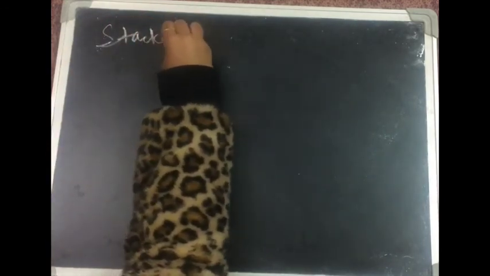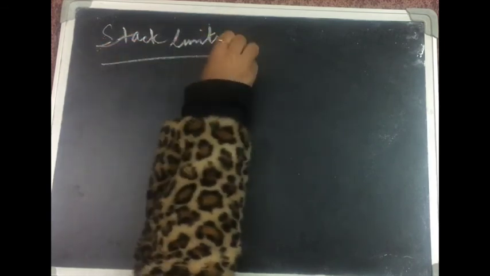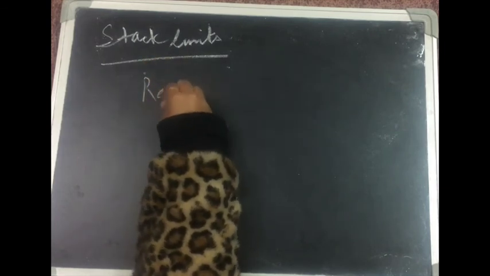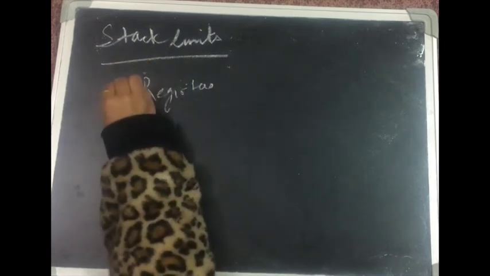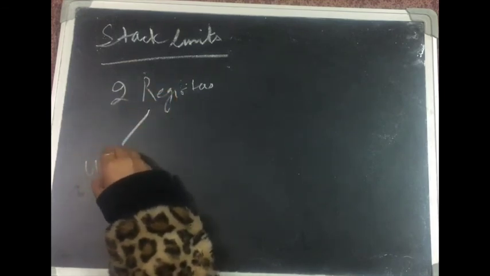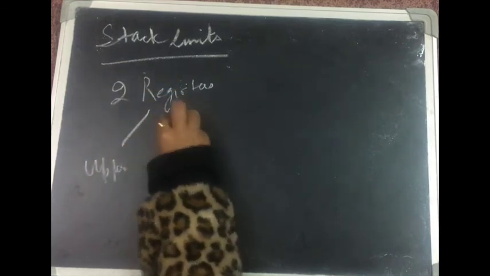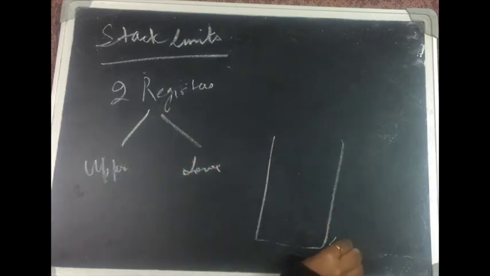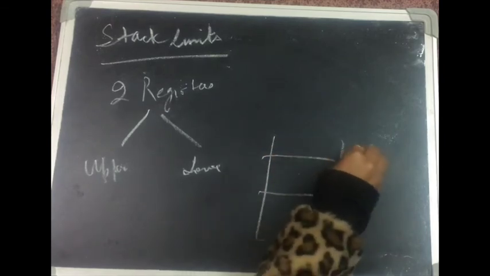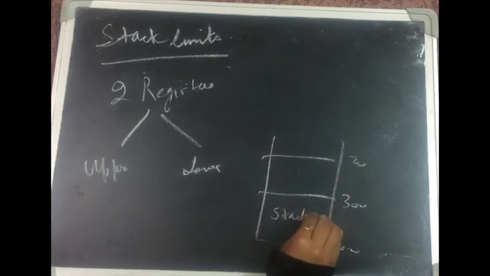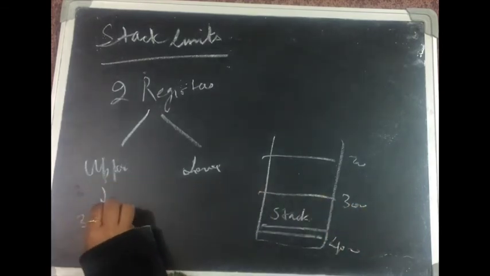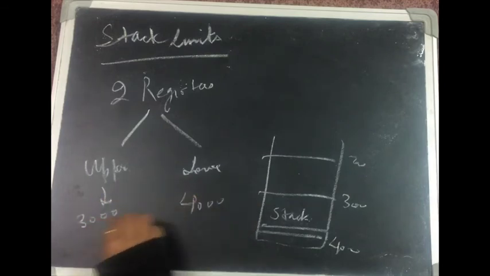Next is how we are going to check the stack limits. We can check the stack limits by using two processor registers, one to check the upper limit of the stack and the other to check the lower limit of the stack. In the previous example we had 4000, 3000, 2000 and so on, but this was the part of the stack. So the upper limit would be 3000 in the previous example and the lower limit would be 4000. So this would regulate the limit of the stack.